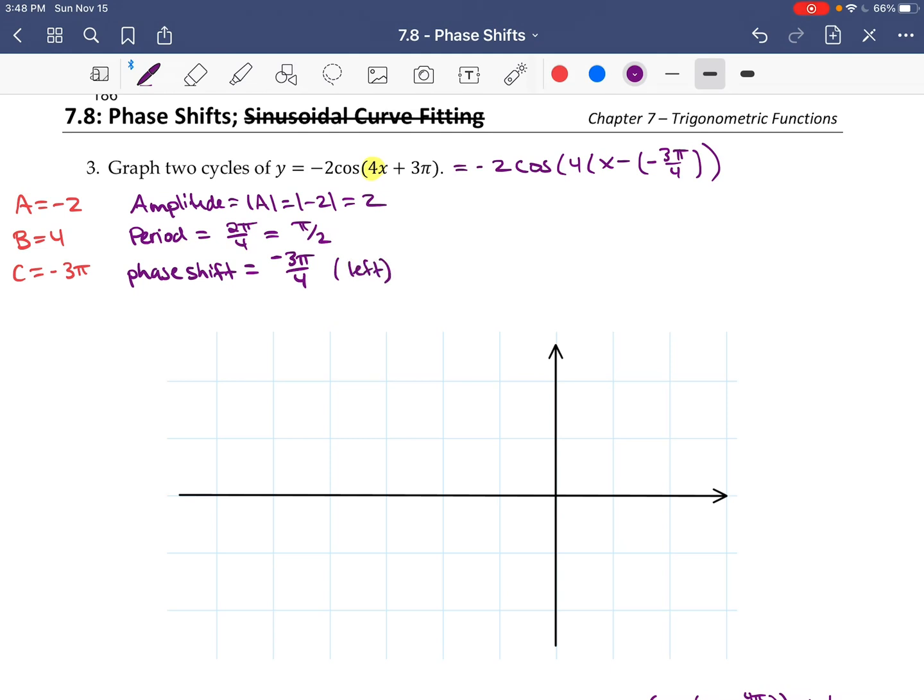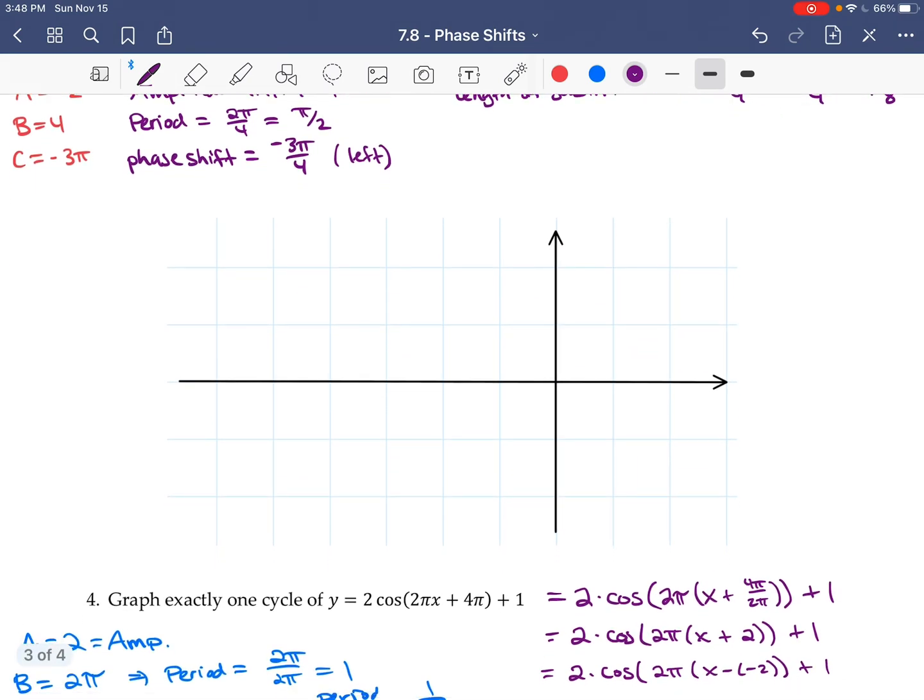Okay, now the length of each subinterval is the period over 4. So the period here is pi by 2. So divide that by 4, that's going to be pi by 8. Okay, so I'm going to want each of these intervals, each of this grid, to be pi by 8. So this is pi by 8, this is 2 pi by 8, so that's pi by 4. Okay, 3 pi by 8. This is negative pi by 8.